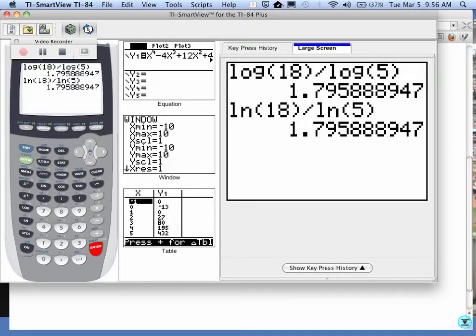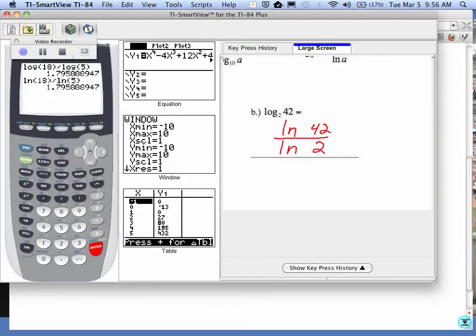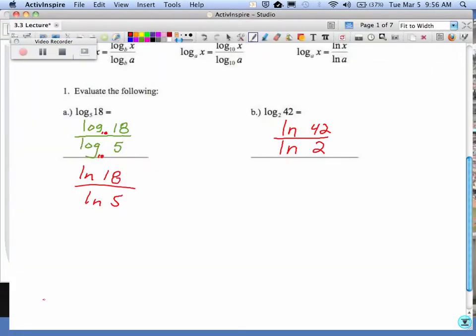Can you round it? I didn't even look at the answer. What was the answer here? 1.795. What did we get over here? Natural log of 42 divided by the natural log of 2. 5.392. Right.